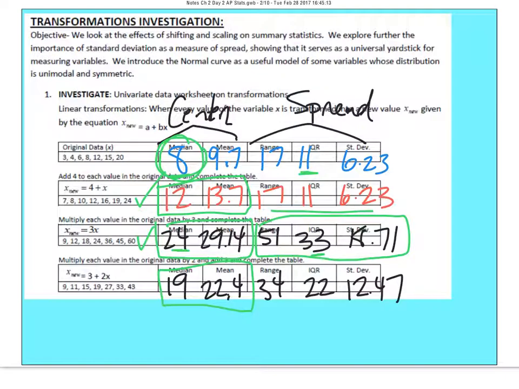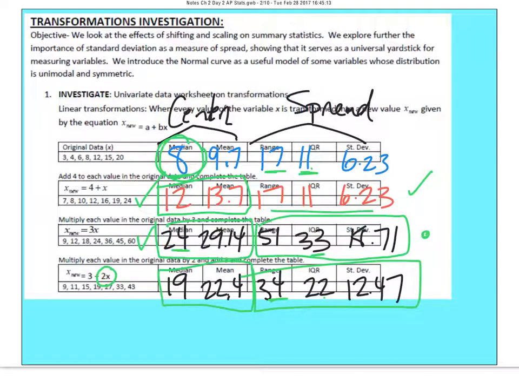Now, in terms of the spread, remember when we went back, spread was not impacted by adding or subtracting, but it was impacted by multiplying. So the only transformation that impacts the spread is the times 2. Well, 17 times 2 is 34. 11 times 2 is 22.